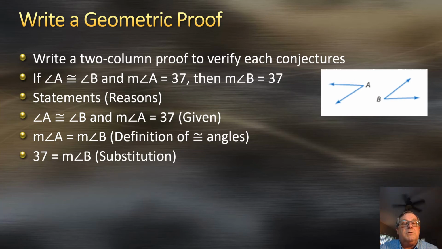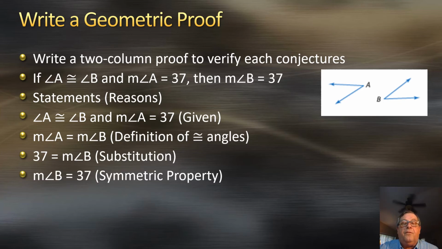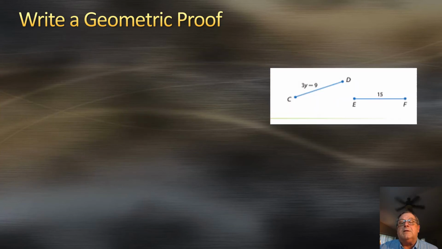Well, this is pretty close, isn't it? 37 equals the measure of angle B. But if we flip that around using the symmetric property, then we have it in the form that we're looking for, that the measure of angle B equals 37, and that's using the symmetric property. Remember, if A equals B, then B equals A. All right, so we're good to go on. So let's now look at this second geometric proof.